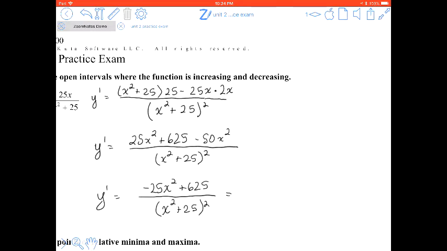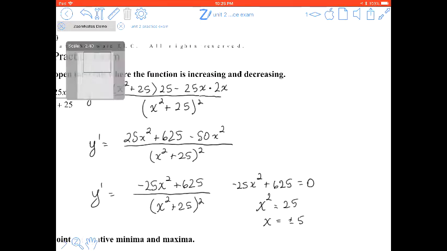To figure out where a rational function equals 0, we talked about this in class, you need to worry about when the numerator equals 0. So that's the equation right there that we need to solve: negative 25x squared plus 625 equals 0. So if you subtract the 625 over, divide by negative 25, you're going to end up with x squared equals 25. So the two critical numbers are x equals plus or minus 5.